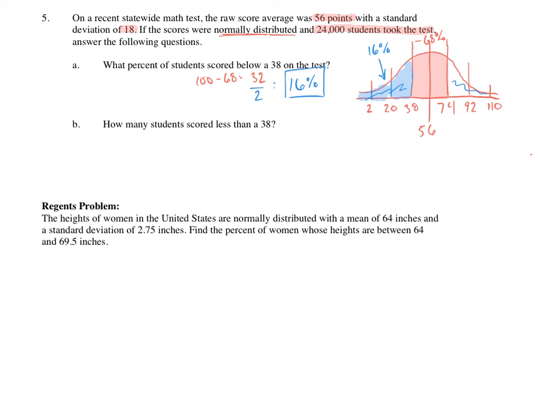Part B says how many students is that? So I'm going to take that 16% and turn it into a decimal. And then I just have to multiply that by how many students there were. So there were 24,000 students. 24,000 times 0.16 equals 3,840 students.